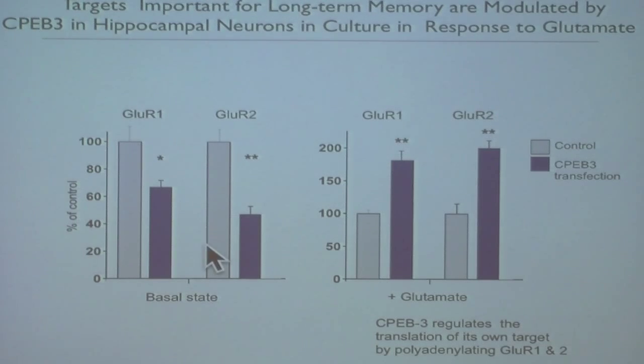If you take hippocampal neurons and you overexpress CPEB3, you find that in the basal state, you actually depress the level of GluR1 and GluR2. So in the basal state, when it's not in its prion state, it is a repressor of translation. If you're now activated with glutamate, you now increase the level of expression of GluR1 and GluR2. It now becomes an activator.